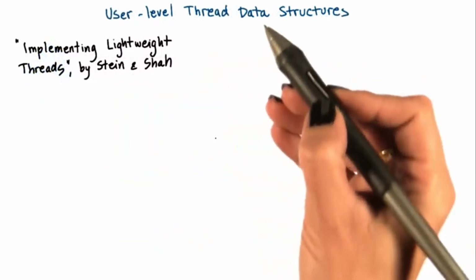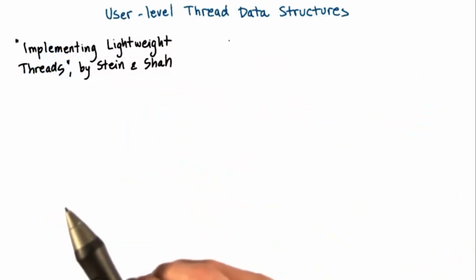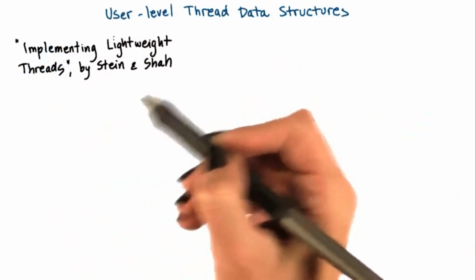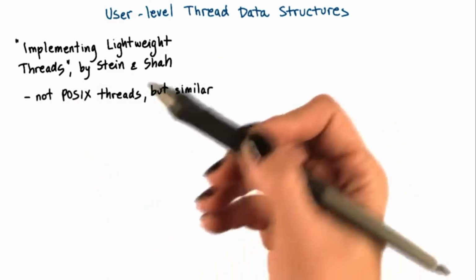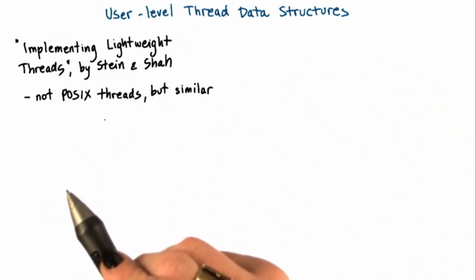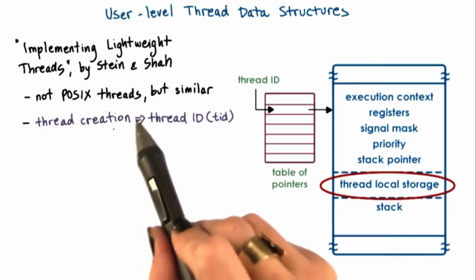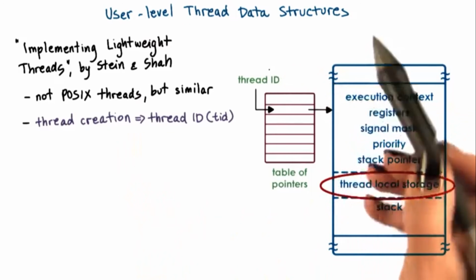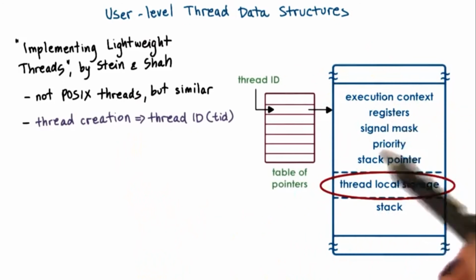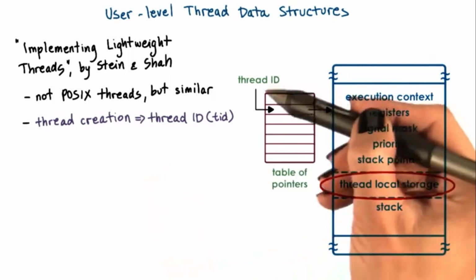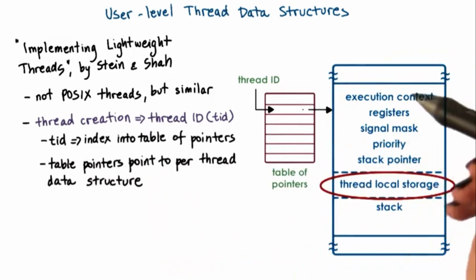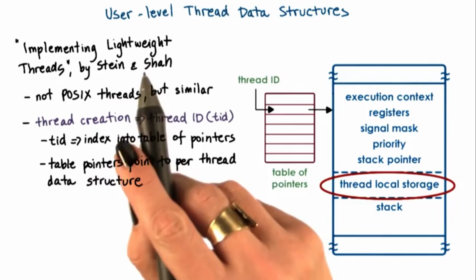We will now look a little more closely at the user-level thread data structures. They are described in the Implementing Lightweight Threads paper by Stein and Shaw. This does not describe pthreads, the POSIX threads, but it's a similar type of user-level threading library. When a thread is created, the library returns a thread ID. And this is not a direct pointer to the actual thread data structure like we implied before. Instead, it's an index in a table of pointers. It is the table of pointers that in turn point to the actual thread data structure.